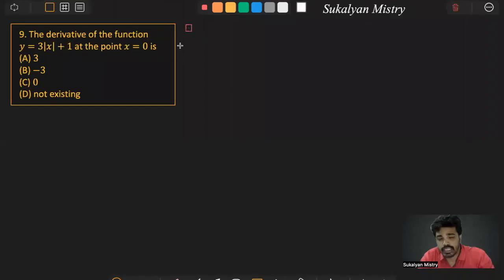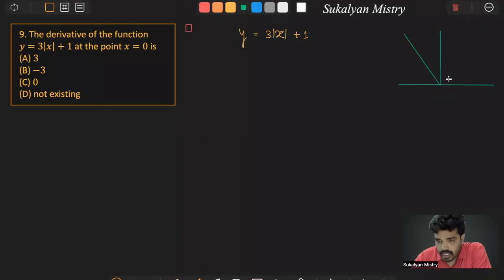So next example, the derivative of the function y is equal to 3 modulus x plus 1. দেখো আমরা mod function, we know that modulus x is not differentiable at 0. That is, modulus x এর গ্রাফটা কিরকম হয় like this. This is the graph of modulus x, right? This is origin, this is the x-axis.